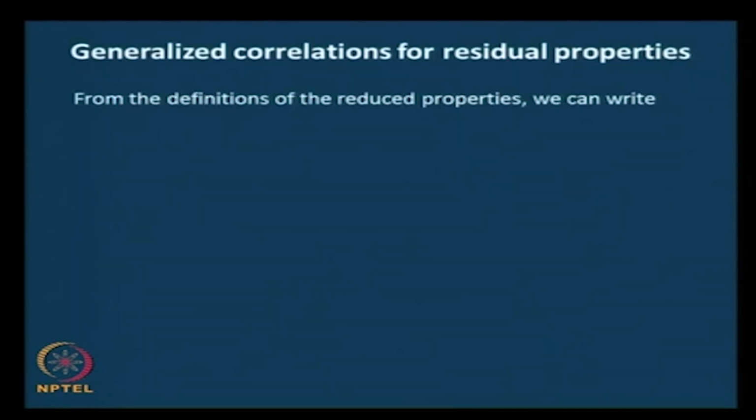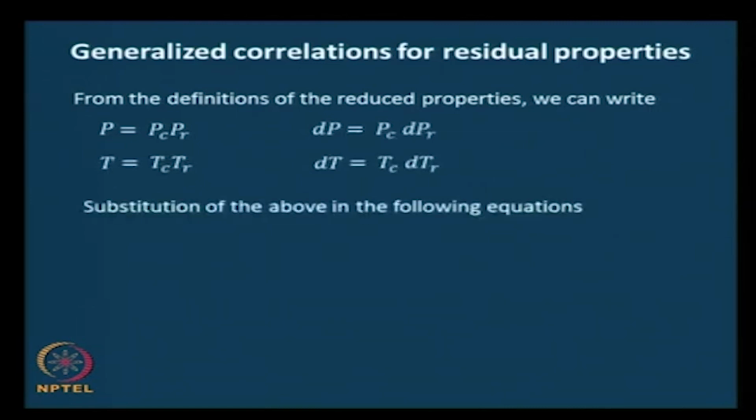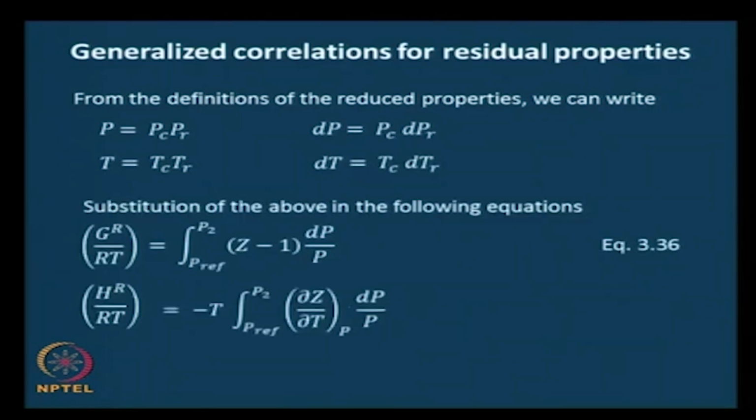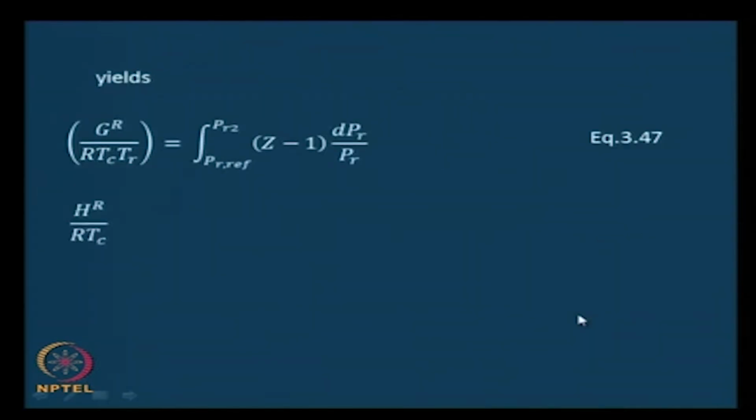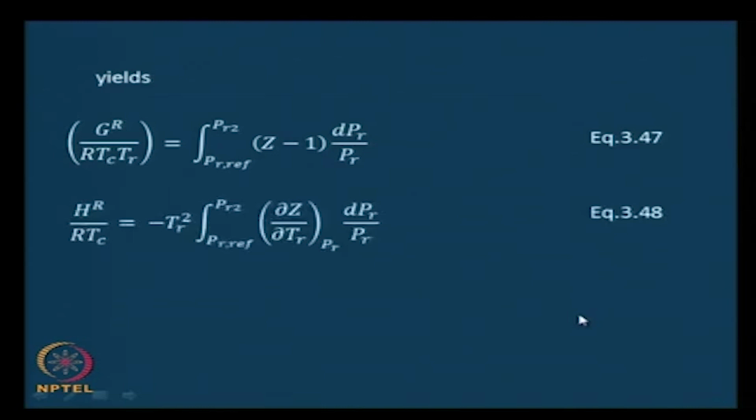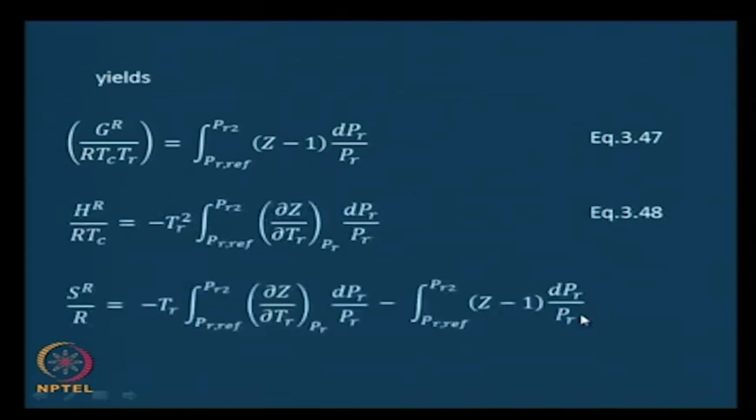There are generalized correlations for residual properties also, and given the advantage that we just mentioned, we went ahead and derived those generalized correlations. Let me just present these generalized correlations. These were the correlations in terms of the actual properties, and we had substituted to get equations 347, 348 and 349 in terms of reduced properties.